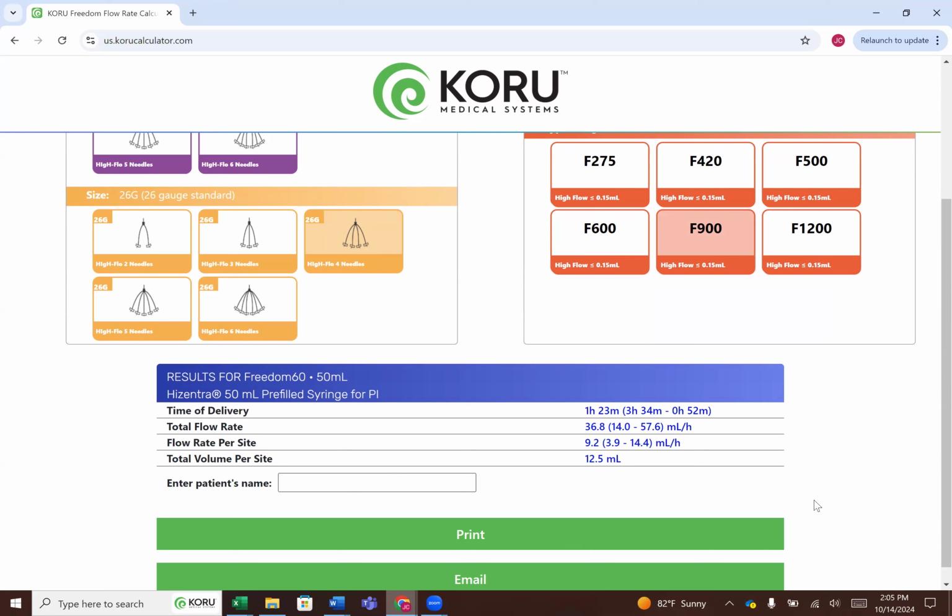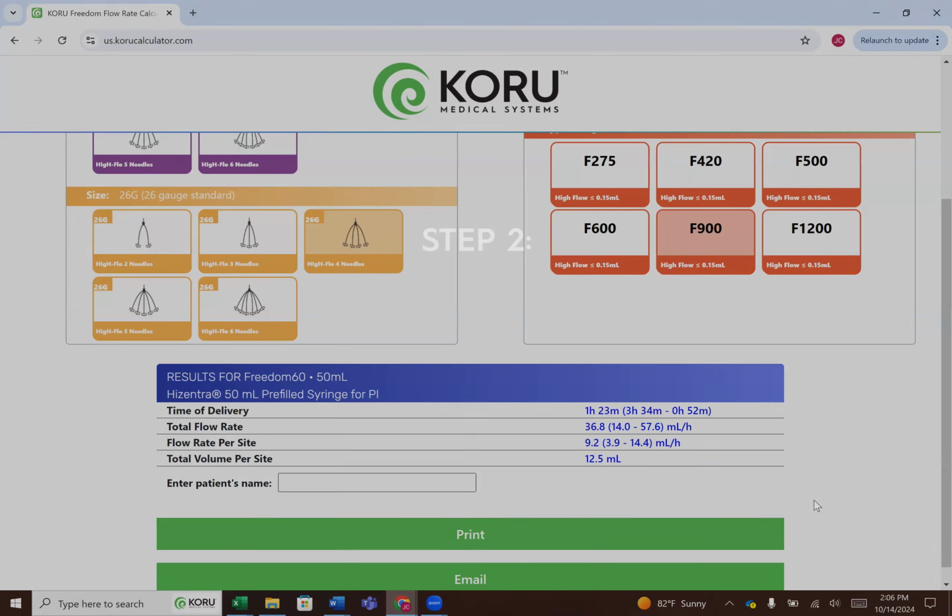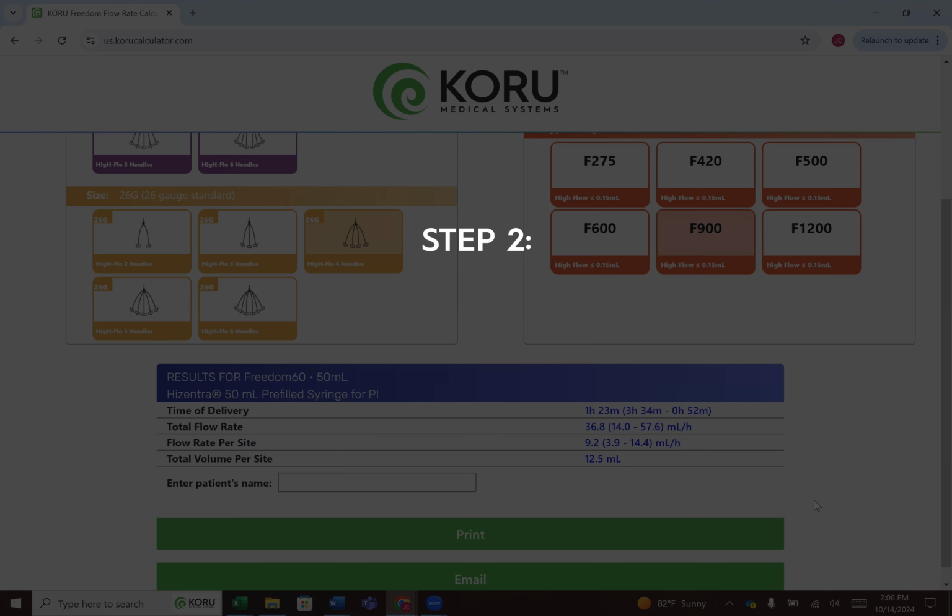Remember, if the total dose is in exact 50 ml increments, or the patient will be using a combination of BD or Medline syringes and prefilled syringes, the calculated infusion time will appear longer due to variance in flow rates between PFS and other syringes. Step 2 will help us fine-tune this time.